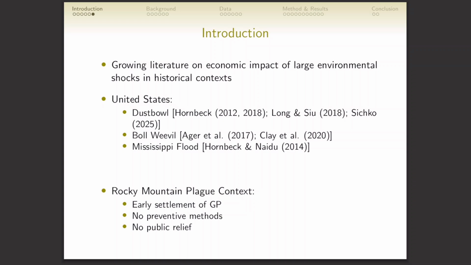There were no preventive methods either in terms of trying to kill the locusts. There were just too many, and even once they laid their eggs, even though they certainly tried in this regard. And then finally, there was just no public relief, which really, during the Dust Bowl, played a big role and had long-term implications here. And I'll talk a little bit about that. So it's a very different context.